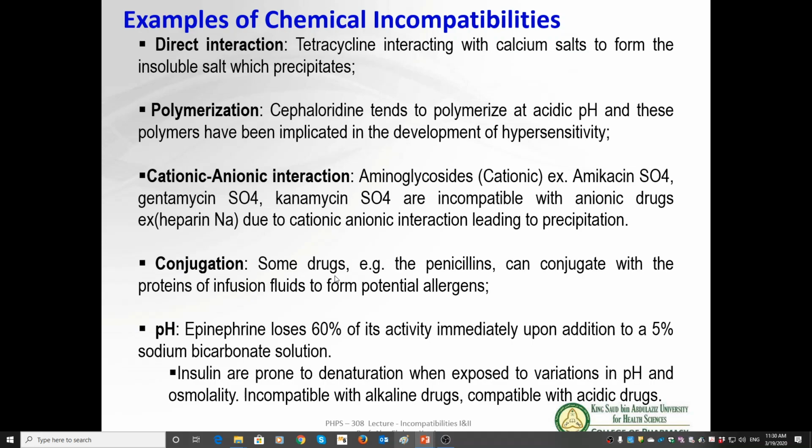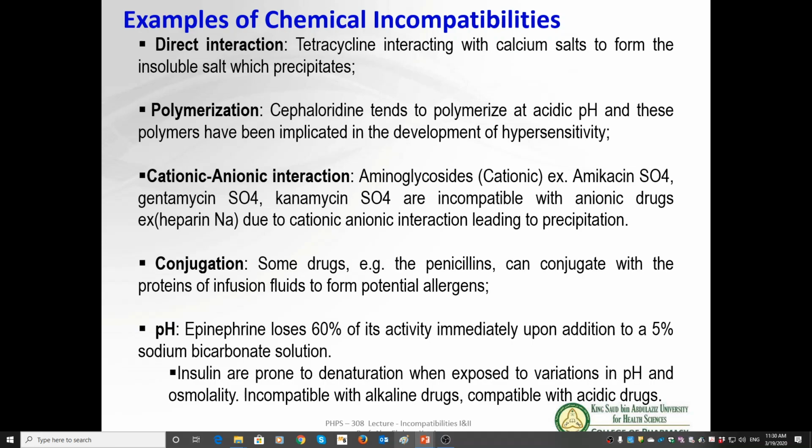Conjugation is another type of chemical incompatibility. Conjugation of penicillin with other proteins during infusion: if given with a protein drug in infusion fluids, they found that penicillin conjugates with the protein, and this will deactivate both drugs too.